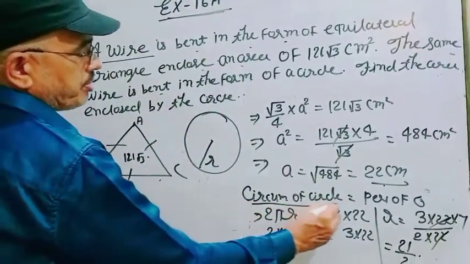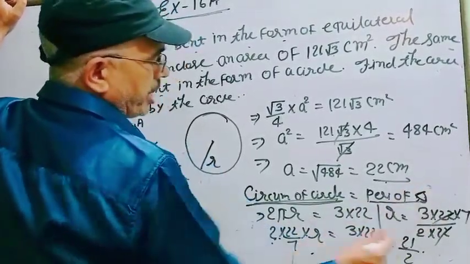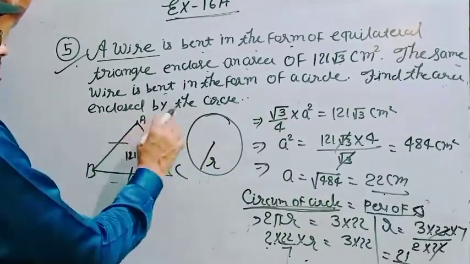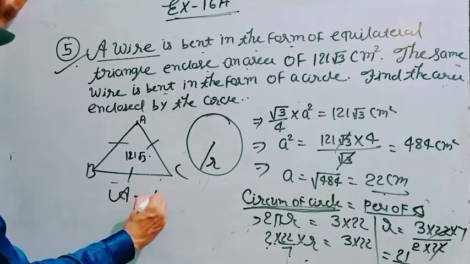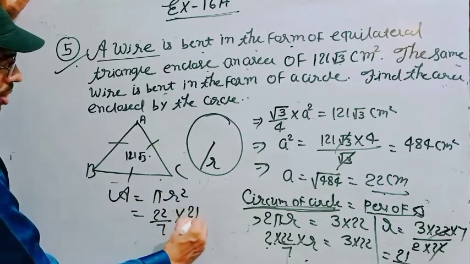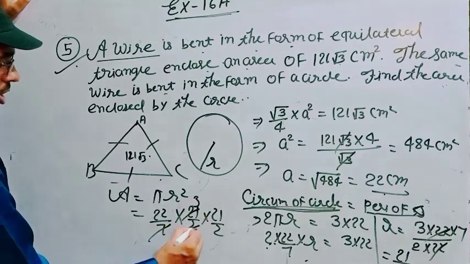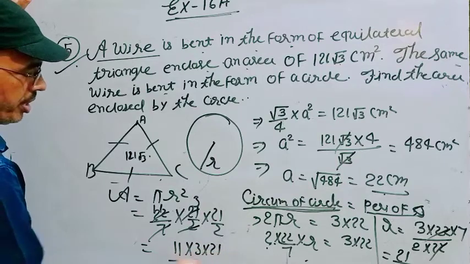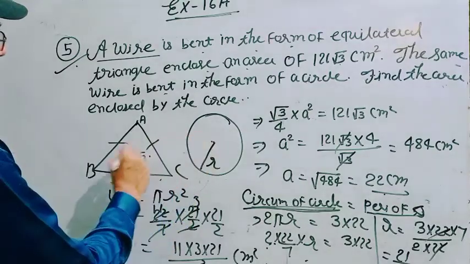So with the help of this formula, the circumference of the circle is equal to the perimeter of the triangle, you can find the radius of the circle. If you find the radius, then for your question, find the area of the circle enclosed by this. So area of the circle is equal to pi r square. Then it is equal to 22 by 7 into 21 by 2 into 21 by 2. So you can cancel 7 with 21 to get 3, and 2 with 22 to get 11, then here is 11 into 3 into 21 by 2 cm square. It is the area of the circle enclosed by this wire.